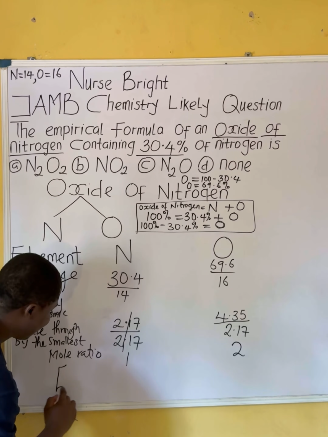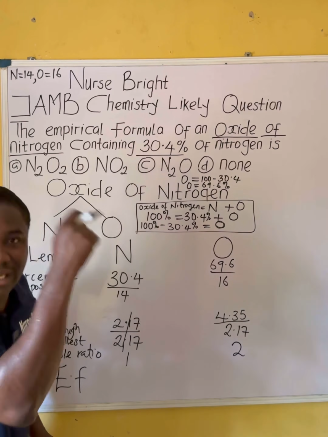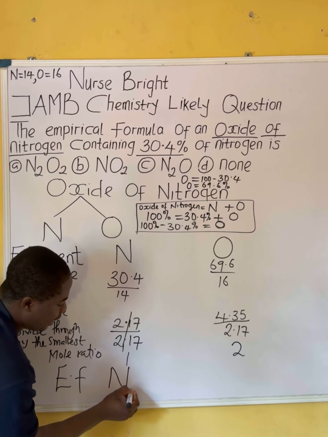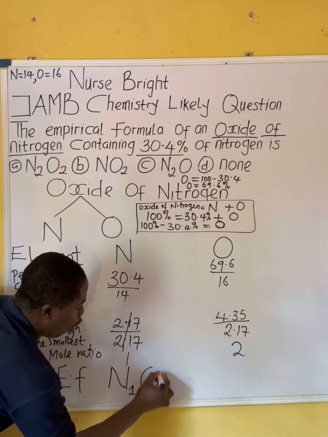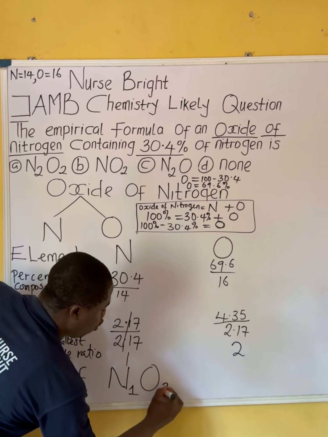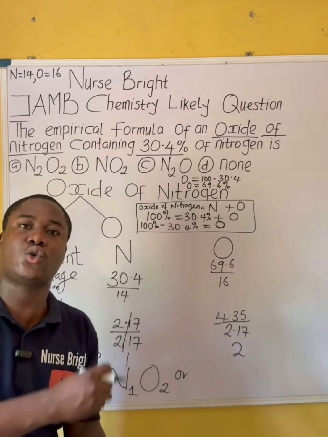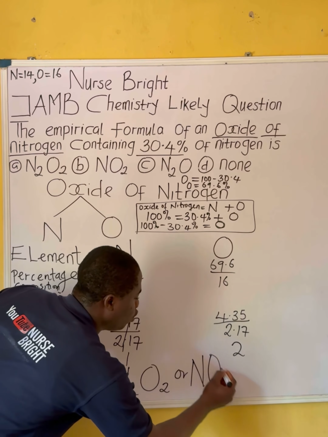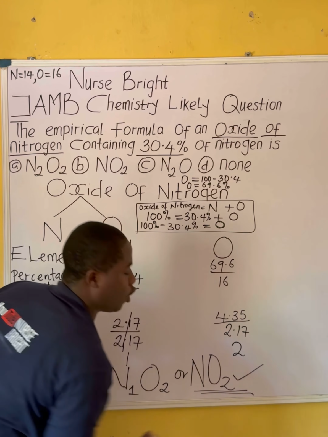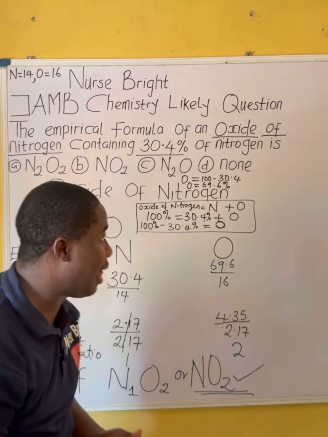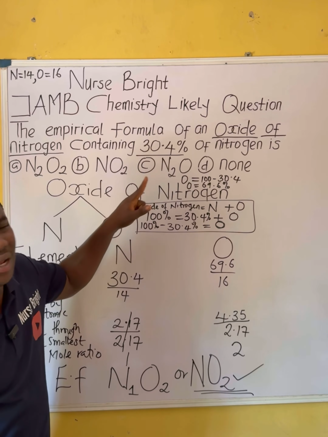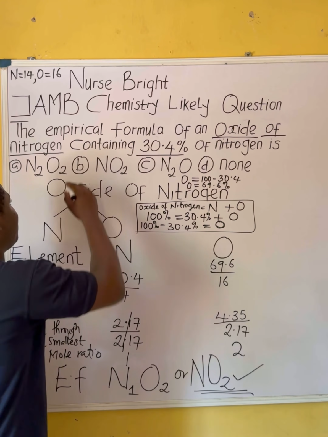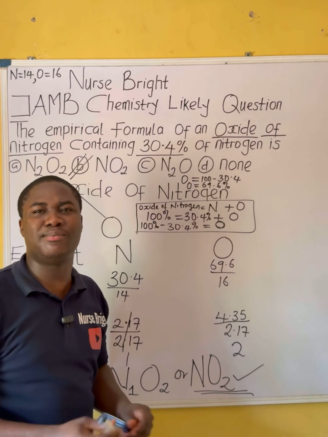So the empirical formula, EF, of this compound in this question becomes nitrogen. What's the mole ratio for nitrogen? 1. So N1, all right. O, what about oxygen? What's the mole ratio? 2. So we simply just say, because when 1 is attached to an element, it's the same as writing nothing, so we just say NO2. So from this information, the empirical formula of the oxide of nitrogen containing 30.4% nitrogen is NO2. So the answer becomes option B. You can see how simple this question is.